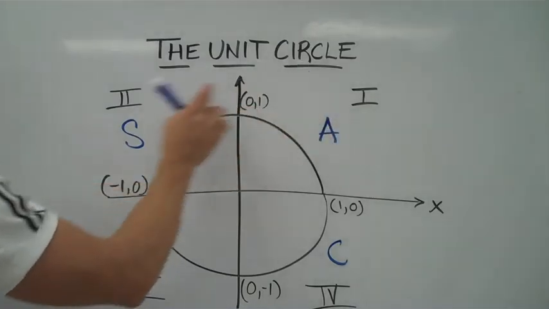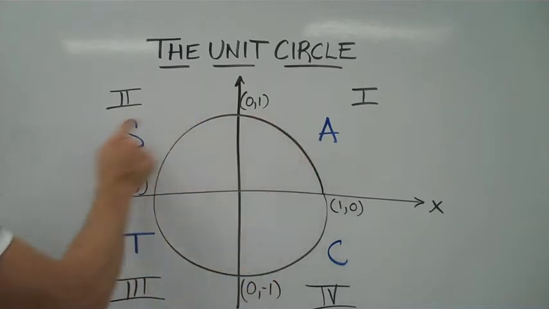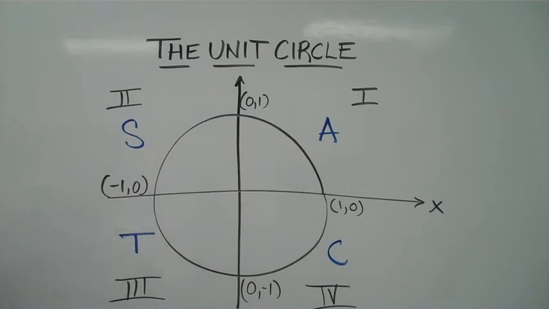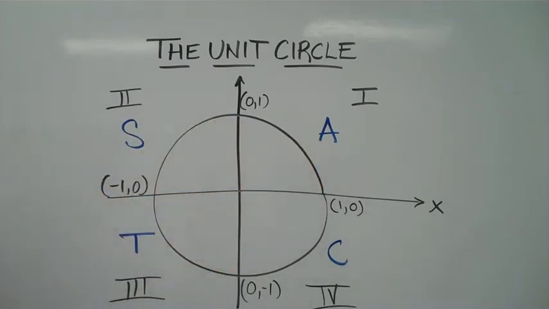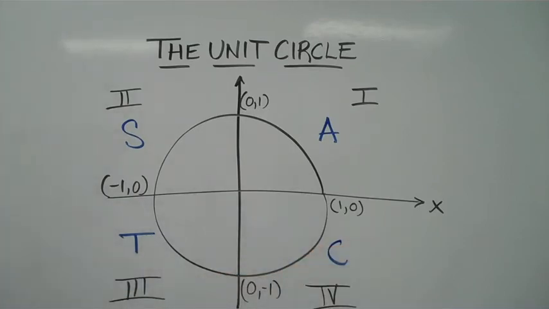We have quadrant 1, quadrant 2, quadrant 3, quadrant 4. That's on the Cartesian plane. And I remember all students take calculus. In this first quadrant, sine, cosine, and tangent, all my trig ratios are positive. In this quadrant, only sine is positive. In this quadrant, only tangent is positive. And in this quadrant, only the cosine is positive.